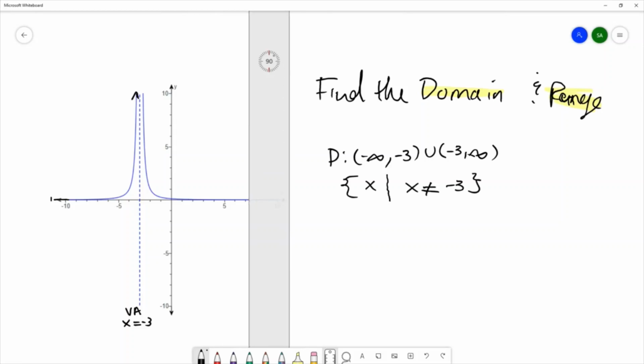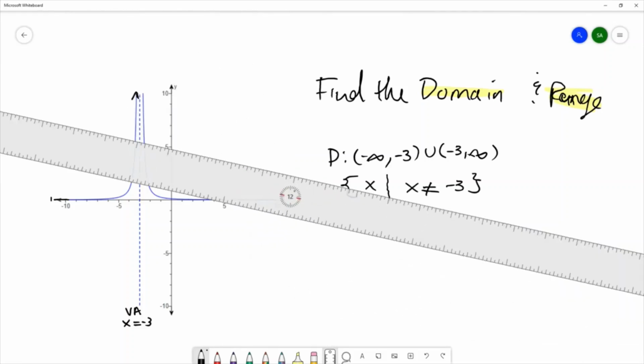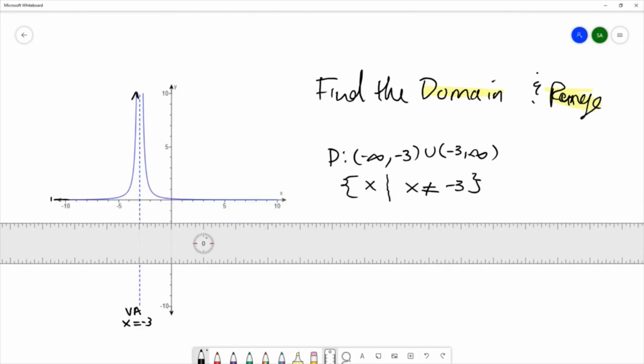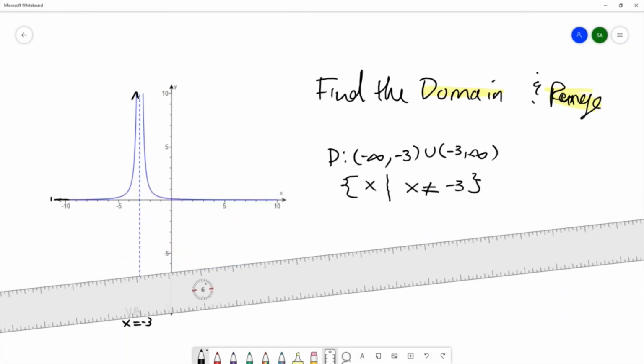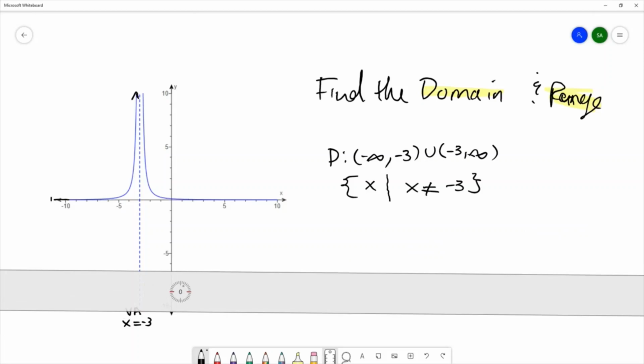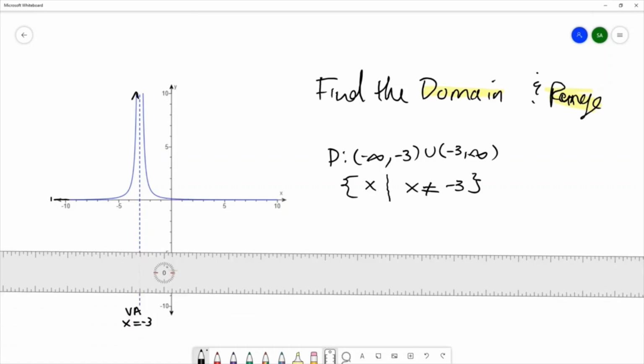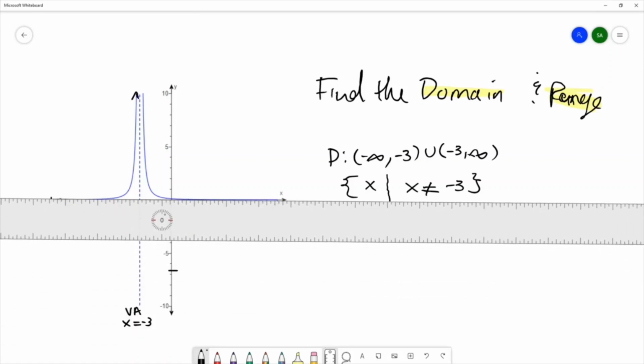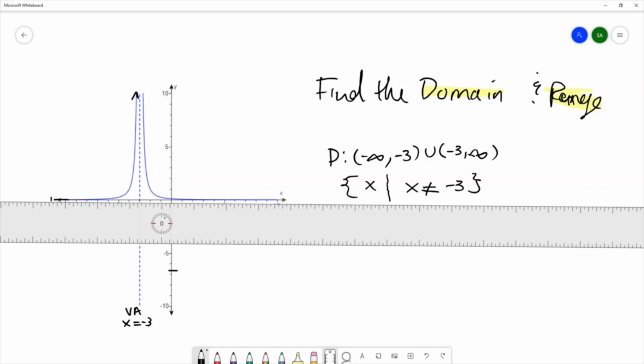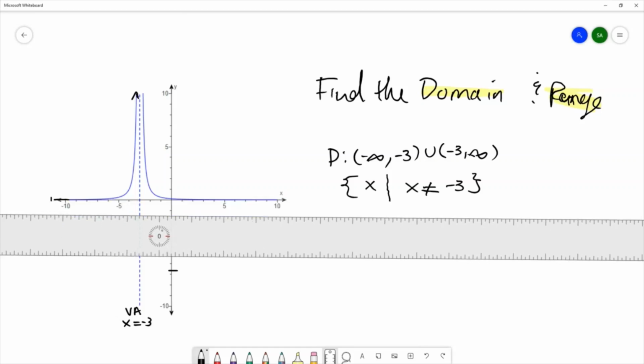So then I'm looking for the range. I'm going to hold my ruler horizontally to find the range because my ruler would be pointing to the y scale. As I go from bottom to top, the first time I hit the graph is right here at the x-axis, and that is a y value of 0.